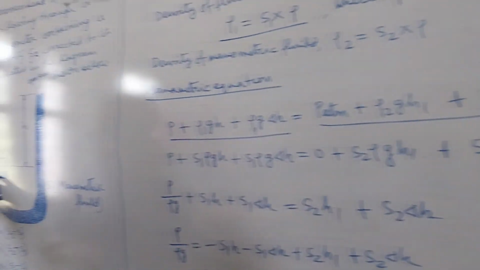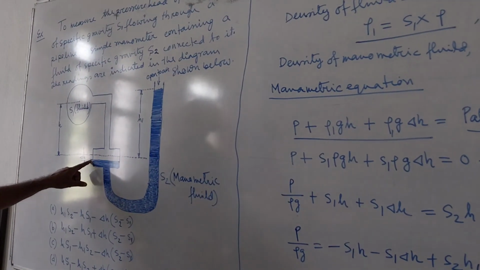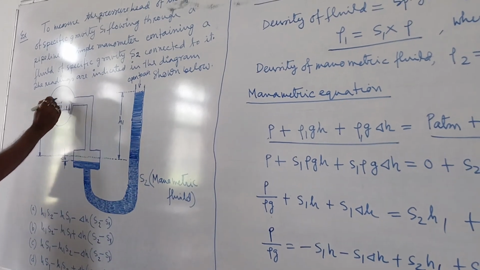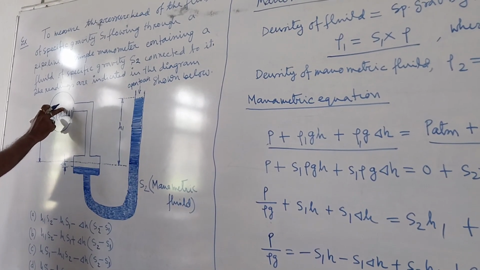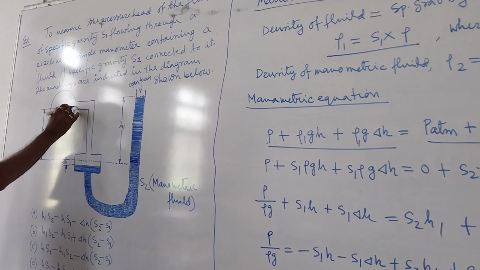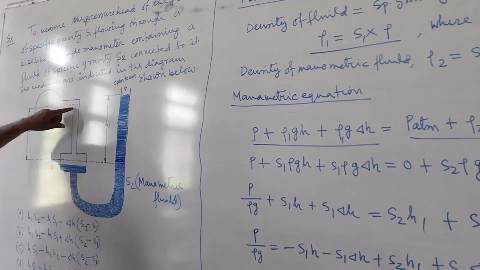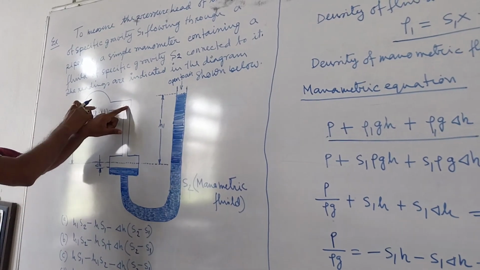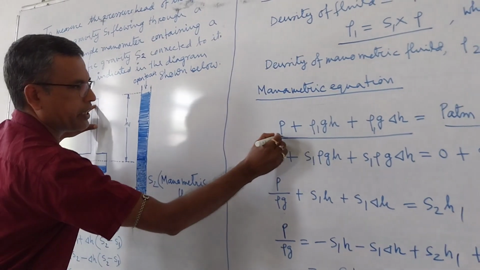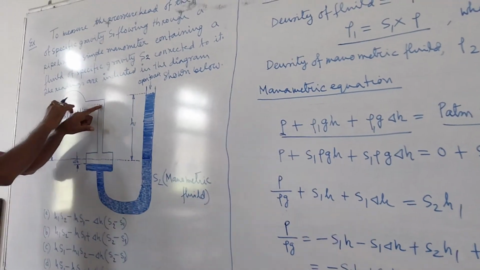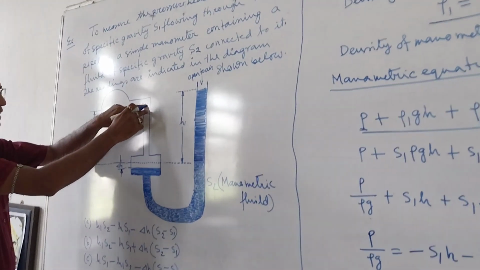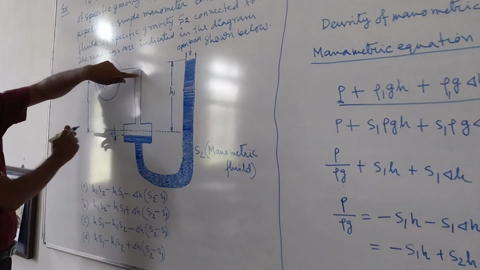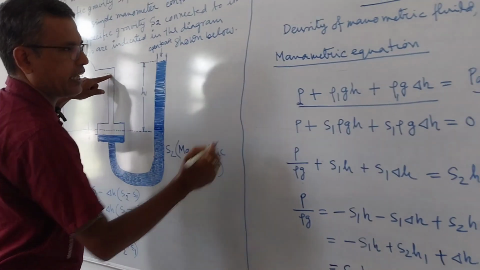Now for this problem, on the left hand side, P is the pressure at this point. So P is the pressure in the pipeline. This pressure will be the same for every horizontal point, so the pressure at this point and the pressure at this point are the same. So these two pressures are denoted by P. Now from this point we are moving downwards again. So this height is H.